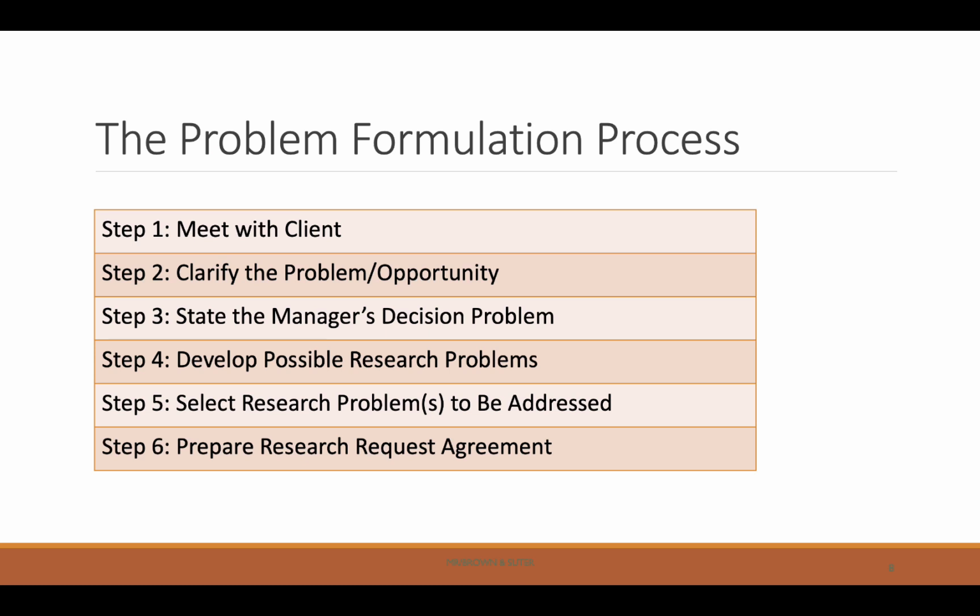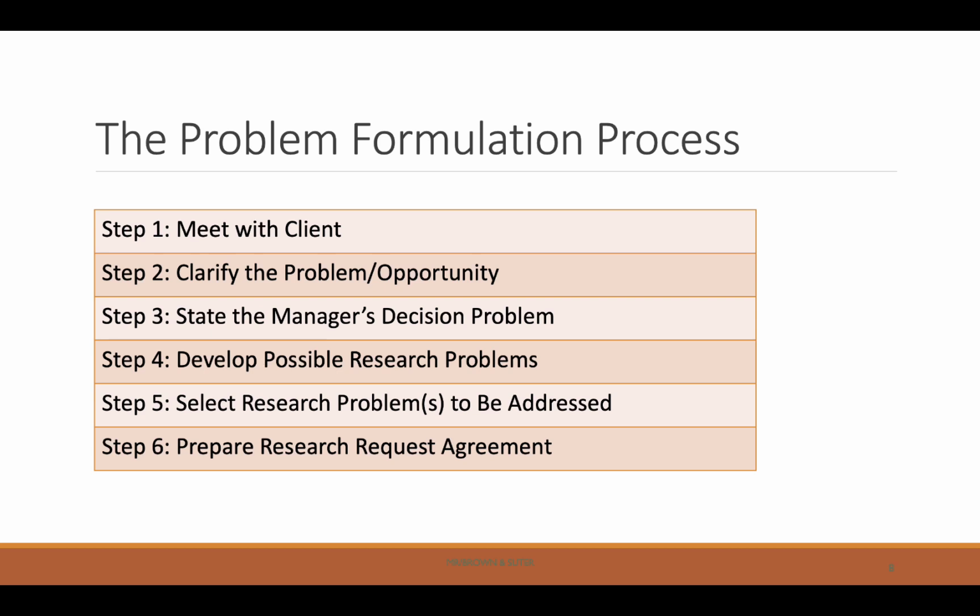So there's a 6-step process in problem formulation, and it's really about meeting with the person who you're going to be doing research for, really clarifying and understanding what that problem or opportunity is, because that's going to be your objective and that's going to guide your research questions.